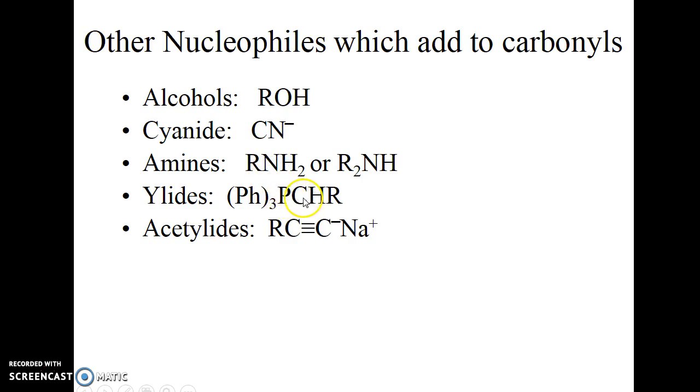Ylids. An ylid is a compound that has a positive and a negative charge on adjacent atoms. If I look at this compound, there is a double bond between the phosphorus and carbon here. It's a single bond, a regular sigma bond, covalent, and then the second bond is usually depicted as a positive charge on the phosphorus and a negative charge on the carbon. That carbon is very nucleophilic and will add to the carbon in a carbonyl. And then acetylides, these are as nucleophilic as Grignard reagents and do almost the same thing.